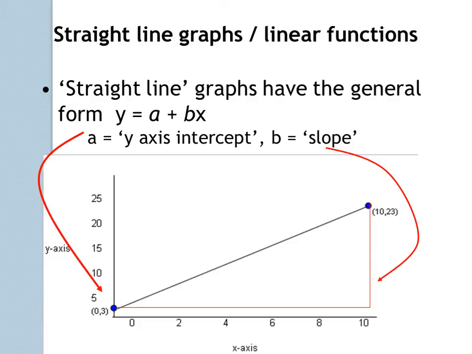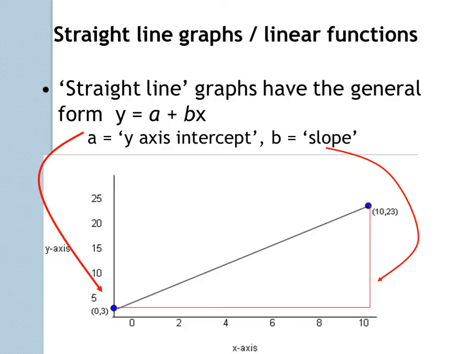So let's talk about straight line graphs and linear functions. This line that we've plotted through our data points is a straight line, and straight lines have a formula which is y equals a plus bx. I think you should know this formula off by heart. Now what the a represents is the y-axis intercept, and the b is the slope.